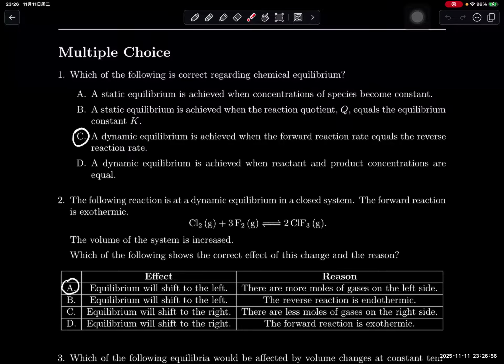So if the volume increased, the pressure has decreased. You want to shift the equilibrium so that you increase the pressure. That means you want to produce more gas moles, right? By Le Chatelier's principle, you go towards the left. So equilibrium will shift to the left, the reason being that there are more gas moles on the left hand side.